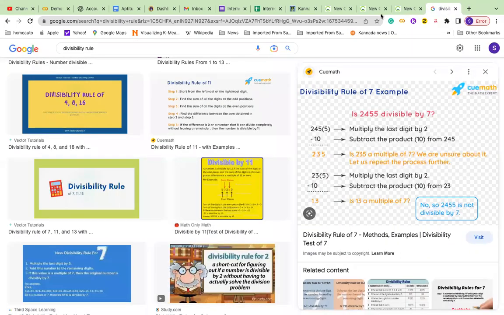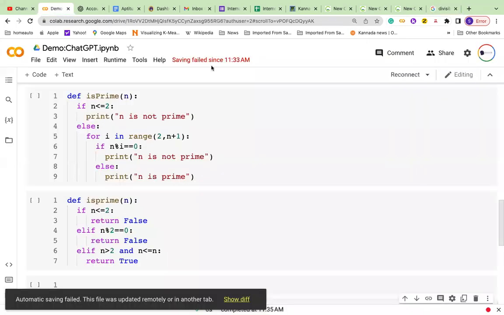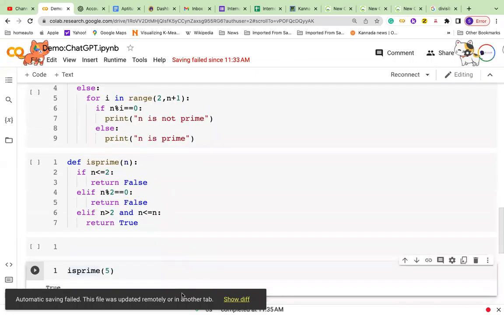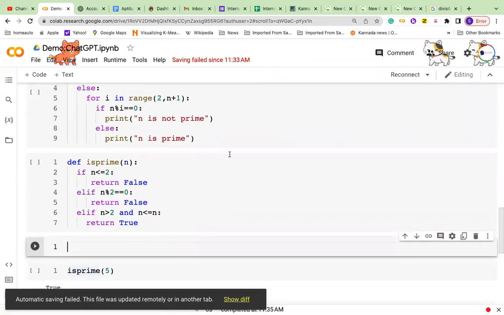So you can check whether it is divisible by 11 or not. How should I check whether it is divisible by 11? So let us write a small Python program. Check here. Because it is too much, I will write a program here.